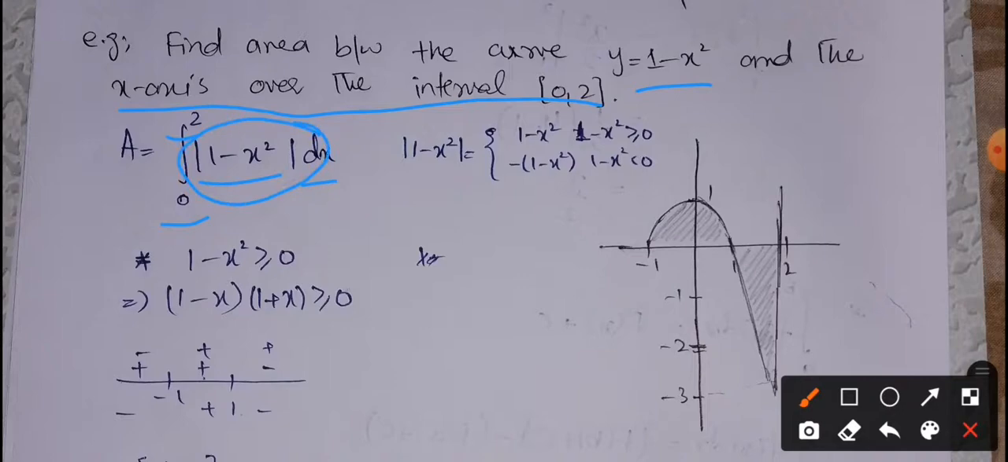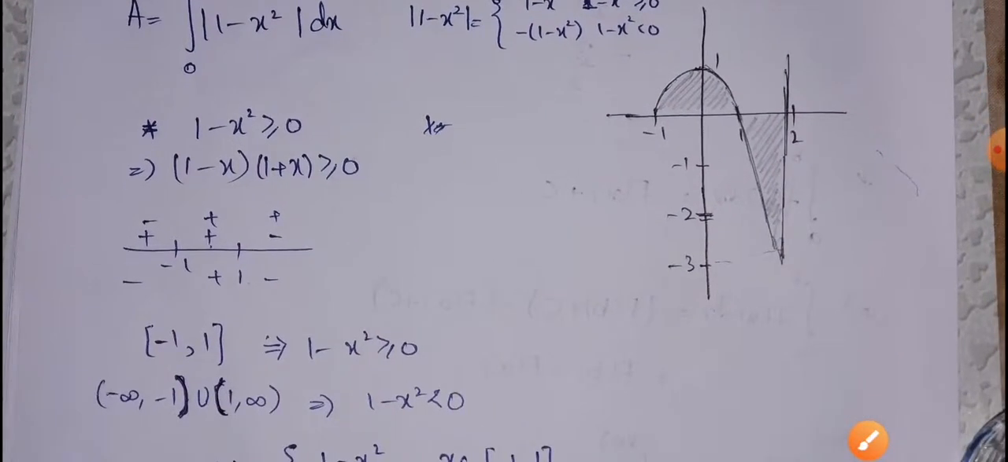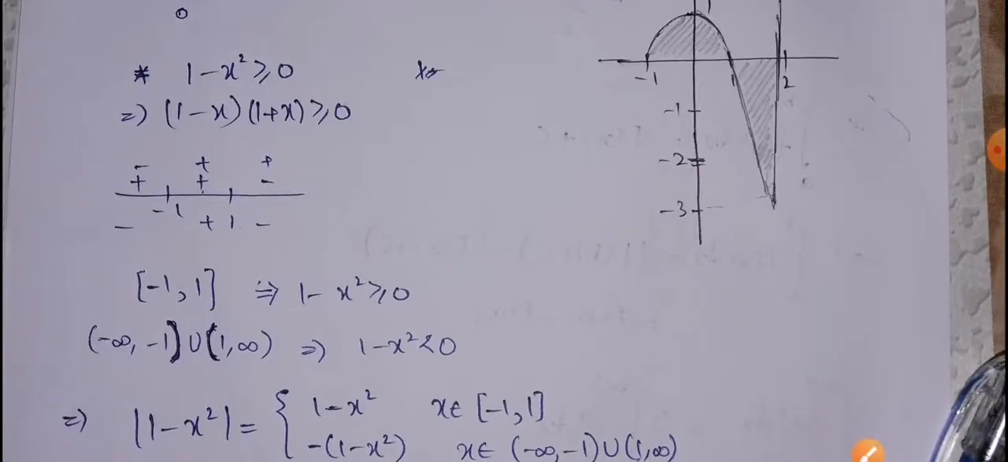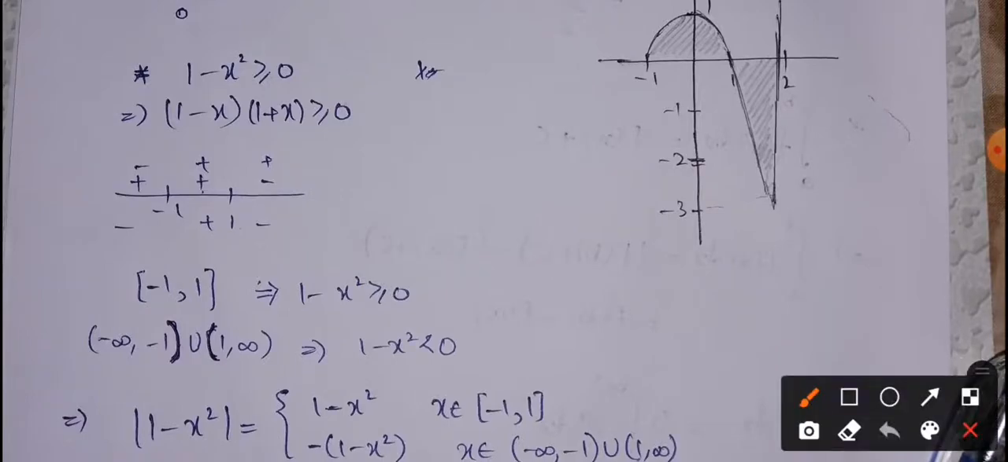Now how to deal with mod of 1 minus x square? We know that mod of x will be equal to x if x is greater than or equal to 0, and minus x if x is less than 0. So inserting the same definition over here, mod of 1 minus x square will be equal to 1 minus x square if it is greater than or equal to 0, and negative times 1 minus x square if it is less than 0. Solving for 1 minus x square greater than or equal to 0 gives the interval minus 1 to 1. Because here we have the sign chart for this, which we discussed earlier, it is going to be positive in case of minus 1 to 1.